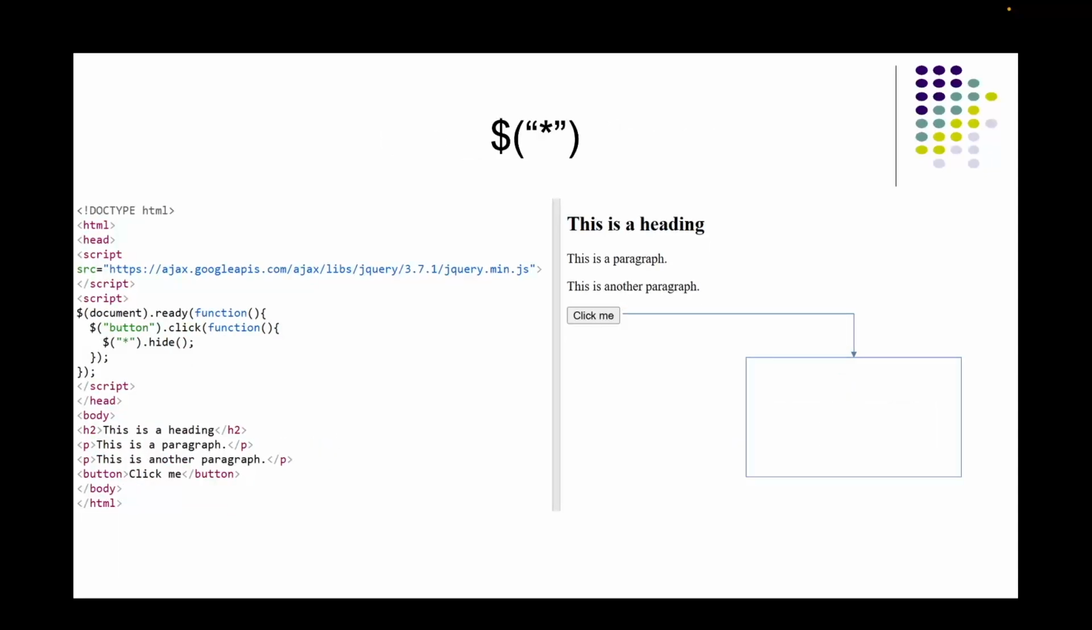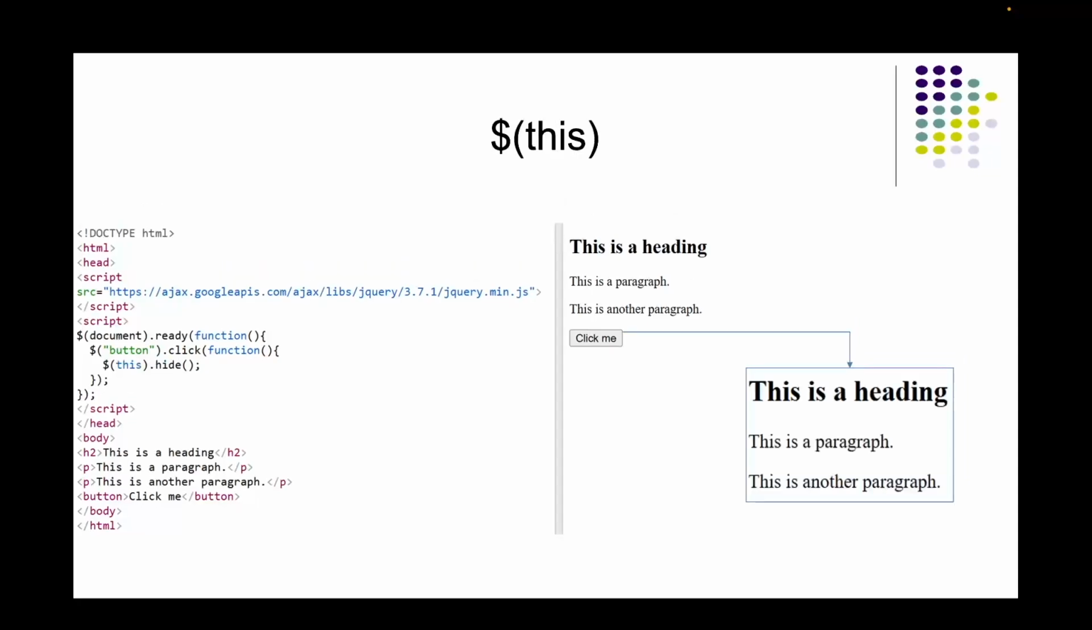And next is the universal selector that is represented with a star symbol. So if you want to go nuclear, you can use the universal selector, which is the asterisk, and this selects every single element on the entire page. And finally, the this selector. This is incredibly useful for interaction. It doesn't select all buttons. It selects only the specific button the user just clicked.